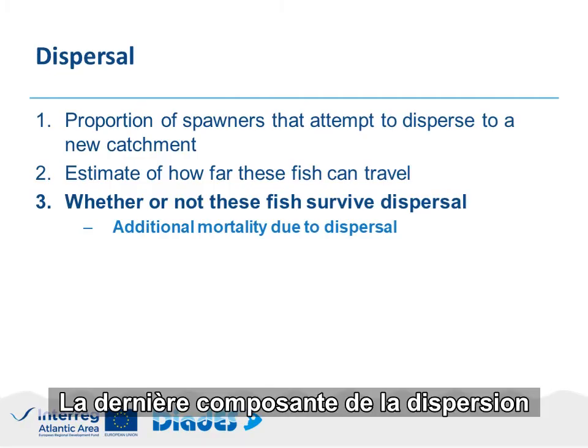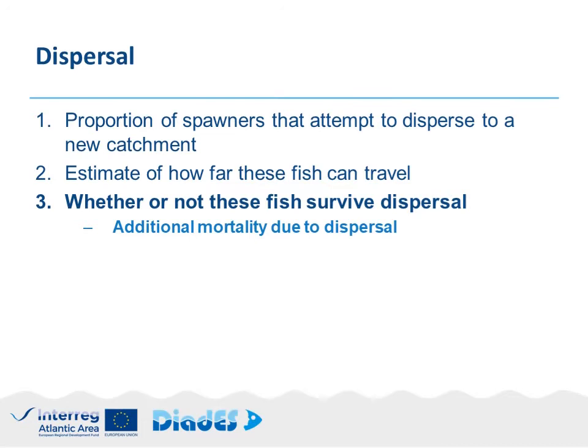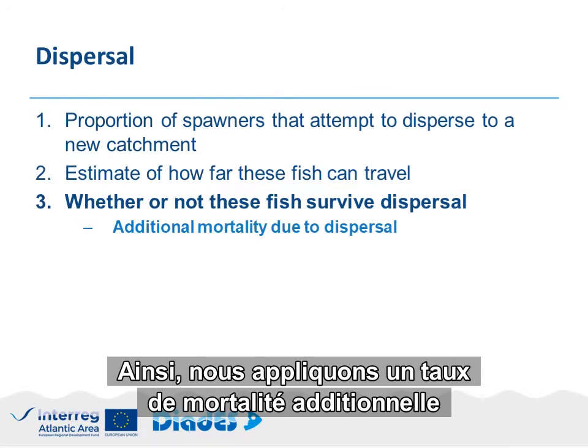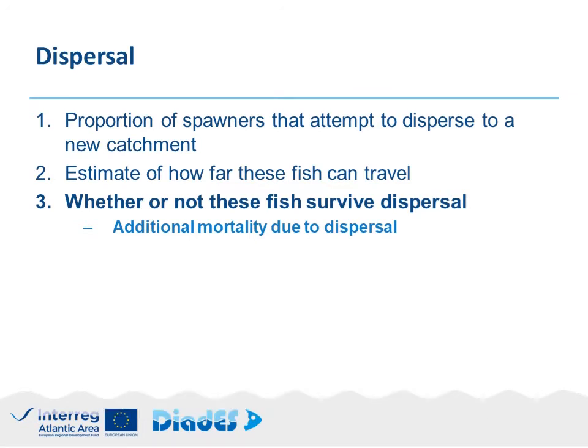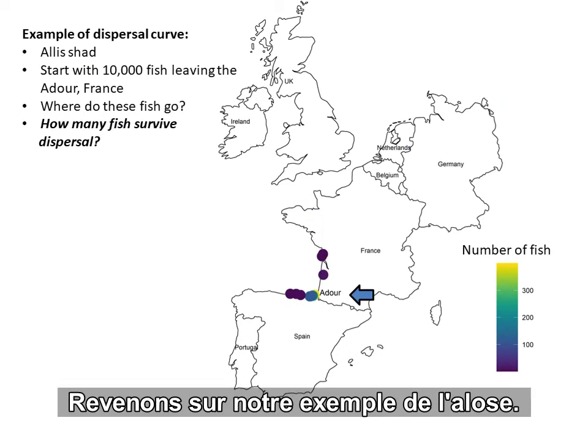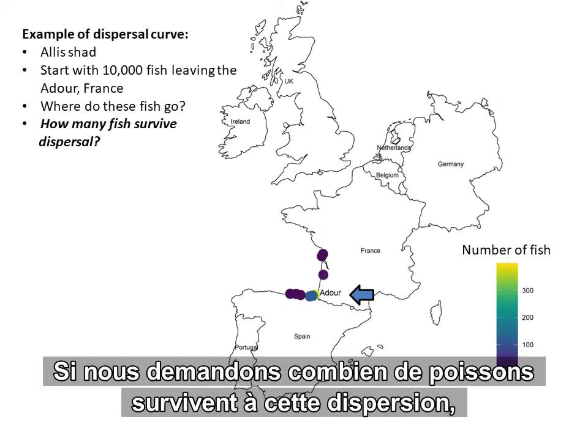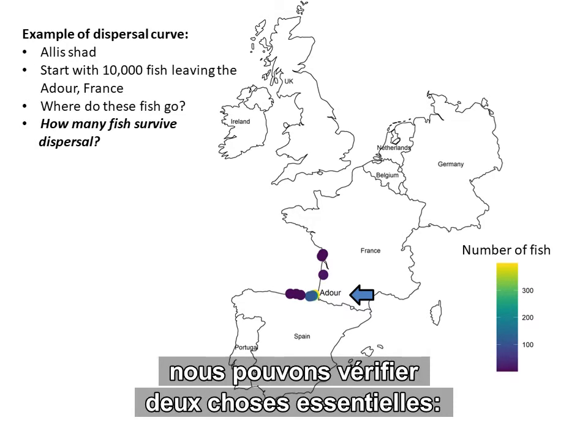The last component is whether or not these fish are surviving. So we apply an additional mortality rate to the fish that are dispersing. So if we go back to our example of Alice shad and we ask how many fish are surviving this dispersal, we can see two main things.